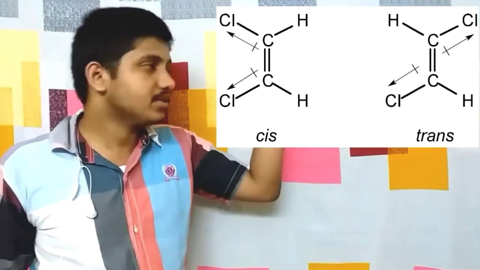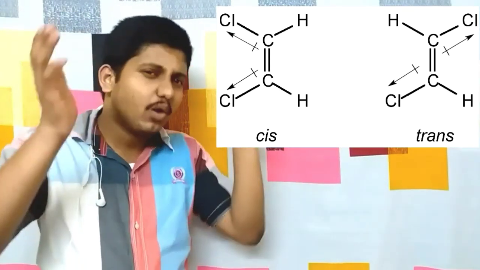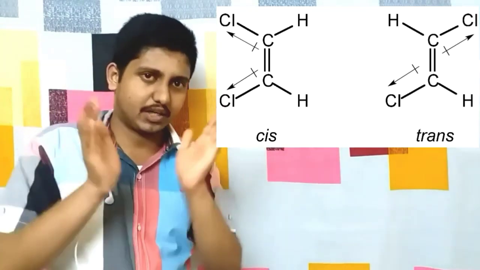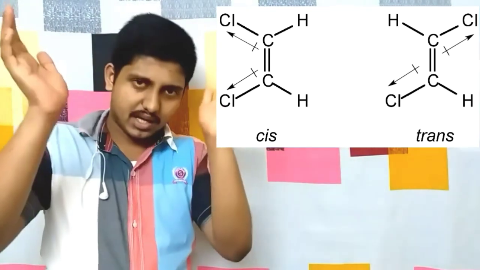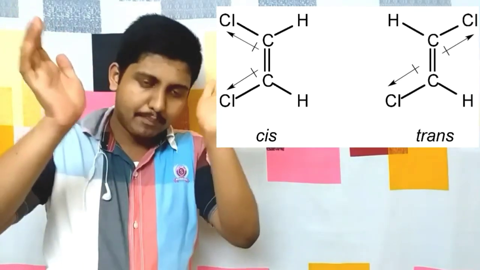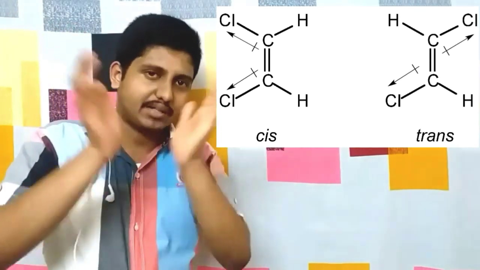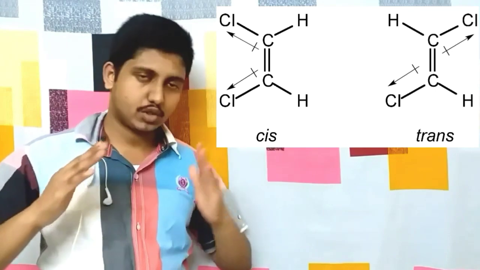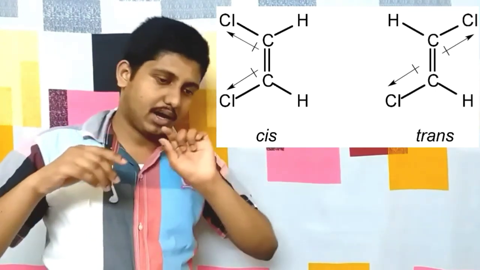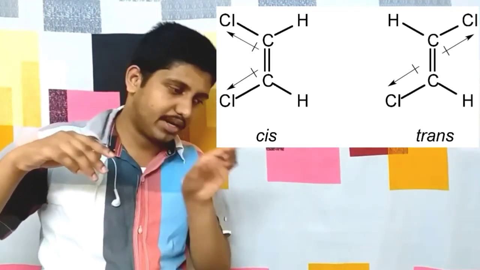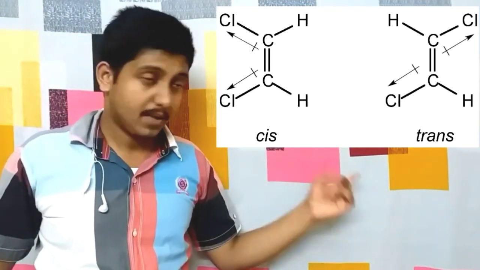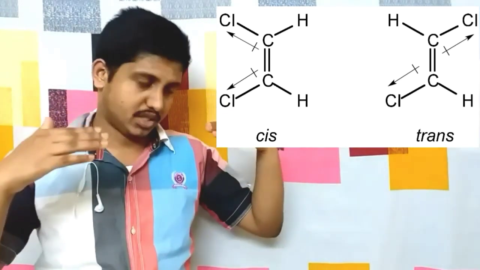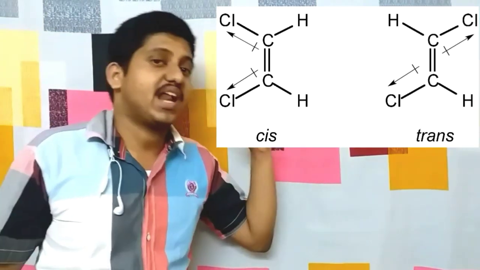Okay, this is because they are towards the same direction, though they are inclined at a particular angle. Here it is nearly a 60-degree angle, and though it is inclined at an angle, the dipole moment is towards a single direction. So if it is towards like this, its resultant dipole moment will be like this. But in the case of trans isomers, since they are opposite to each other, they can cancel out each other.